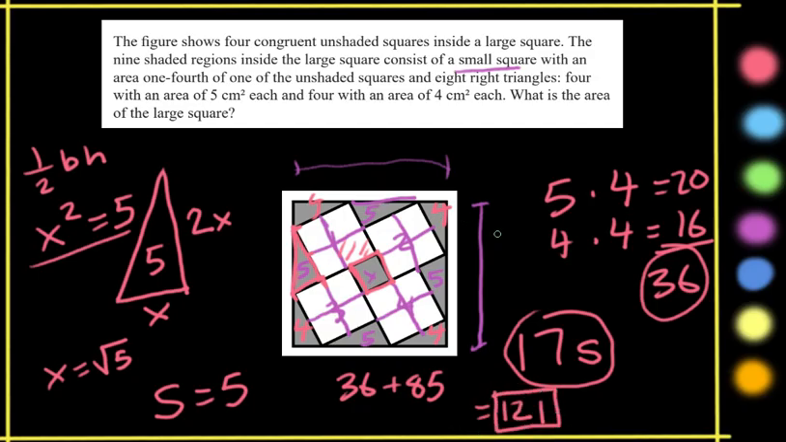I guess that means that the side length here is 11. It's an 11 by 11 square. But what it wanted was the area, so that's 121.